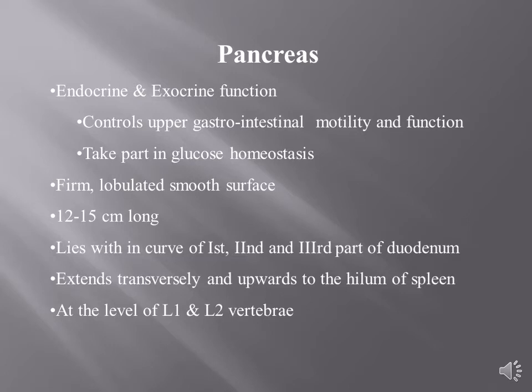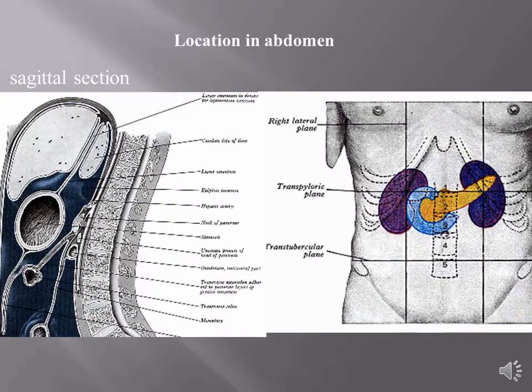This pancreas lies in the concavity of duodenum and it is about 12 to 15 centimeter long. It is a transversely placed organ and it is directed towards the hilum of spleen. It occupies the vertebral level L1 and L2.